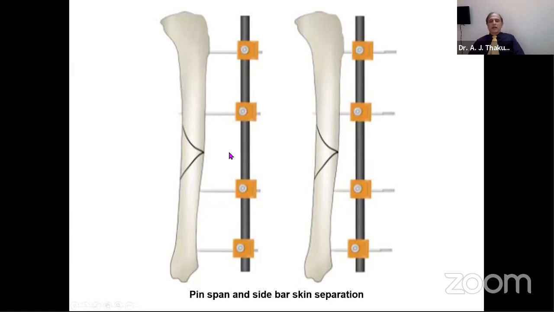So that is the pin span and the sidebar. Again, there is a limit to how close you can bring the sidebar. If you bring it too close, then one may not be able to do dressings. If the clamps are applied immediately after injury, then one should anticipate some kind of swelling, and should keep enough space so that the skin is not affected. However, usually 2 to 3 centimeters is the minimum that is required. One should not go very close, otherwise skin management around the pin becomes a problem, and it is also not necessary.